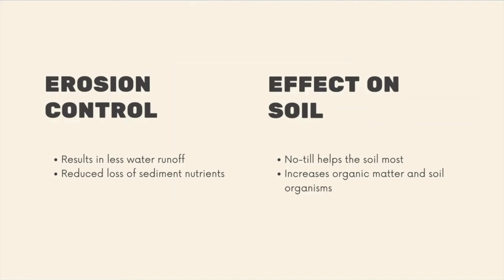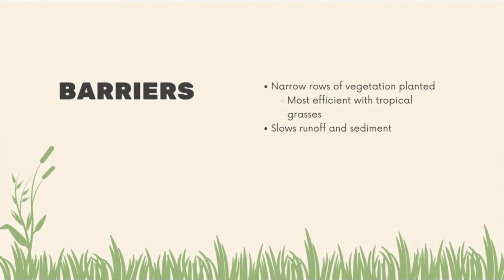The effect that conservation tillage has on erosion control is that it results in less water runoff and it reduces the loss of sediment and nutrients. And no-till actually helps the soil the most because it increases the organic matter and soil organisms. Also falling under best management practices are vegetative barriers, which are narrow rows of vegetation, mostly tropical grasses, and they slow runoff and also filter out sediments.